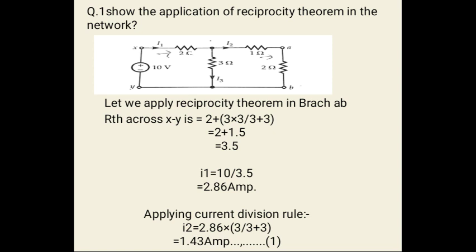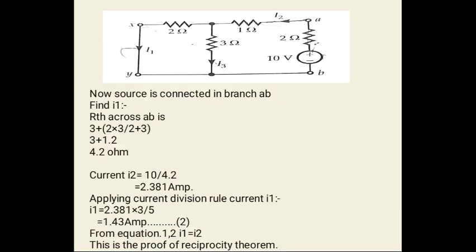Now, applying the current division rule, we find the value of current in the 2 ohm resistance. According to the current division rule, I2 is equal to 2.86 into 3 upon 3 plus 3. So its value is 1.43 ampere. Equation number 1. In the second case, we place the voltage source in the AB branch, which was selected to prove reciprocity, and we want to find the value of current I1 in the branch of XY.